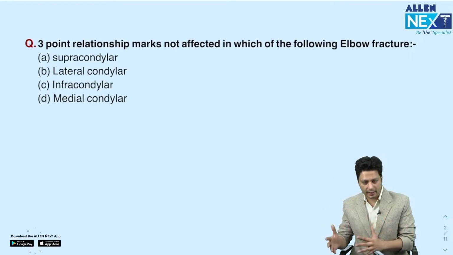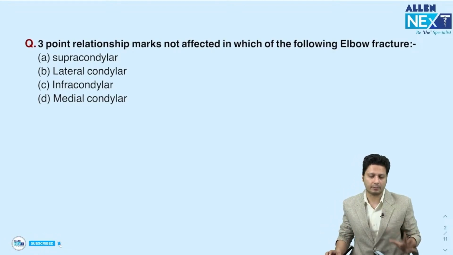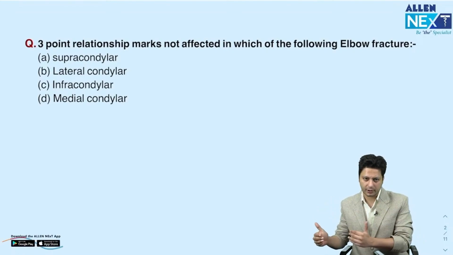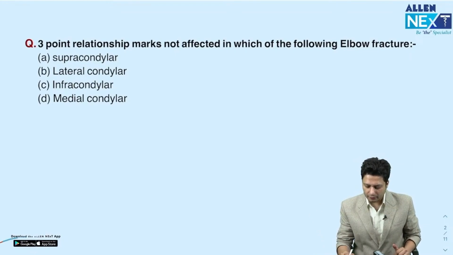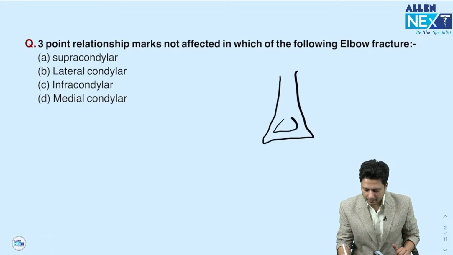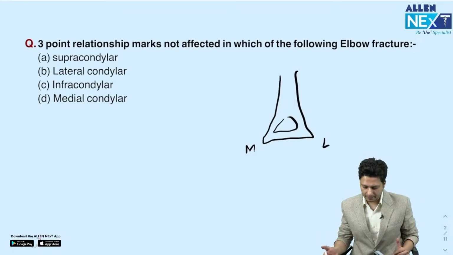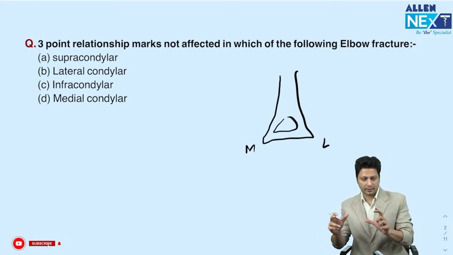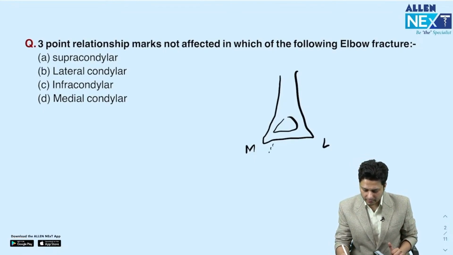Today, they have asked this question again: the 3 bony point relationship is likely to be affected in all of the following cases except. So first of all, what is the 3 bony point relationship? As we have thoroughly discussed in our sessions, the distal end of the humerus has the medial and the lateral epicondyle, and the trochlea is articulating with the olecranon process of the ulna. So the third point is the tip of the olecranon.